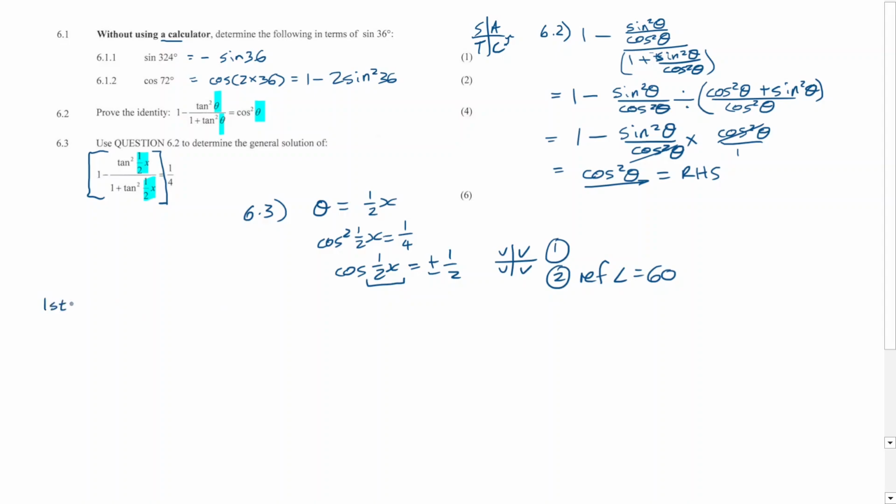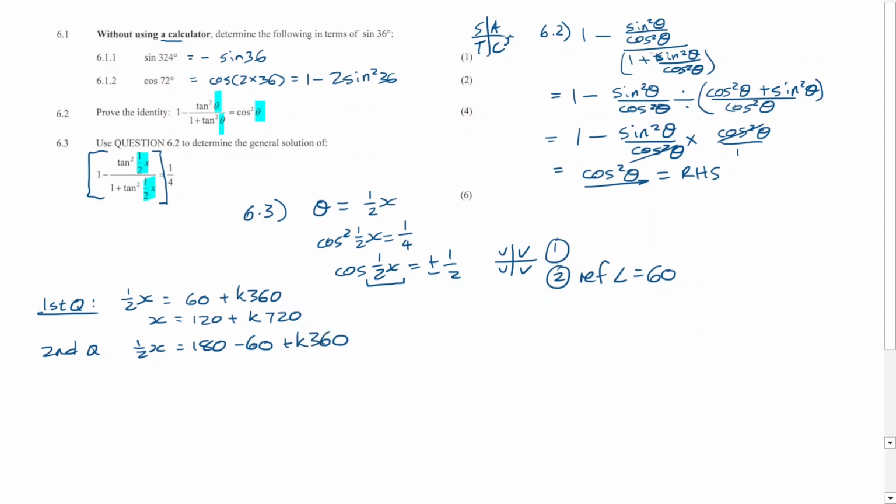How do I get in the first quadrant? It's just going to be the angle, so half x equals the reference angle plus K360. And that, I'm going to get rid of a half, I'm going to be timesing it by 2. And so that in essence will become 120 plus K720. How did I get into quadrant 2? The way that I normally get into quadrant 2 is 180 minus the reference angle plus K360. So that's 120. And if I double it, it will be 240 plus K720.